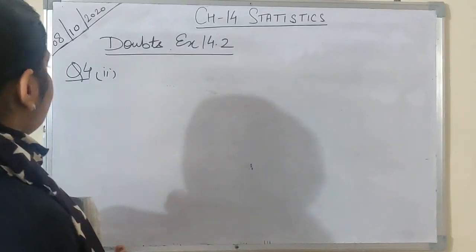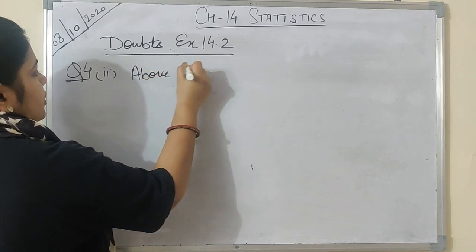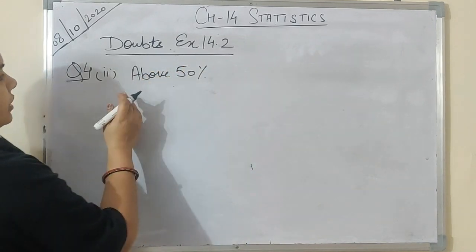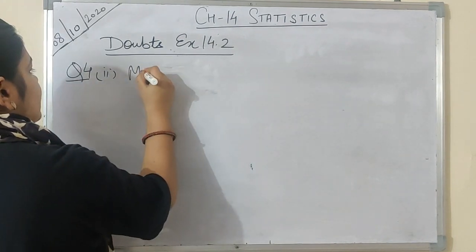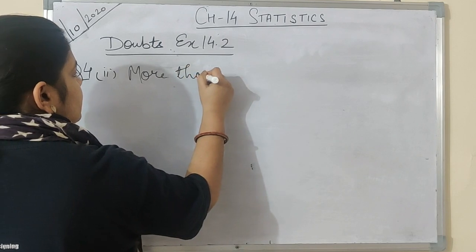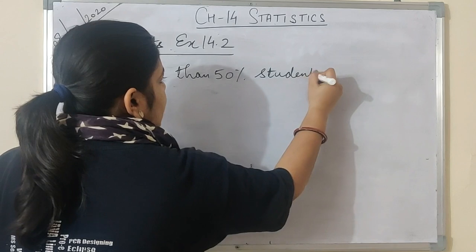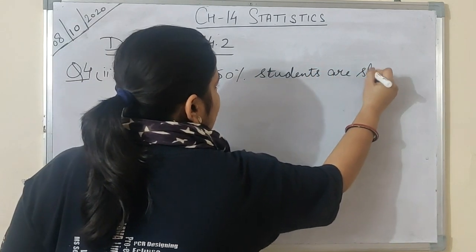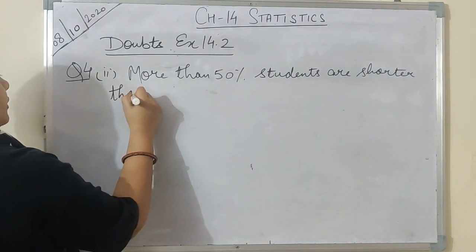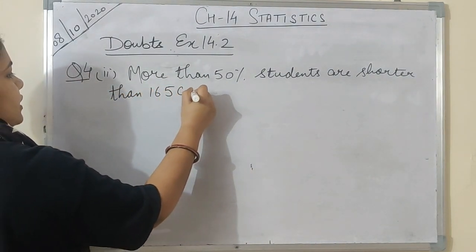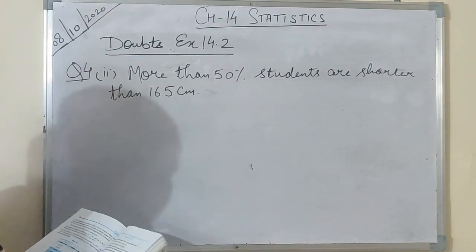Okay, so you will observe that the conclusion is, above 50% or more than 50% students, we will conclude that more than 50% students are shorter than 165 centimeter. Okay, so this is question number 4, second part.